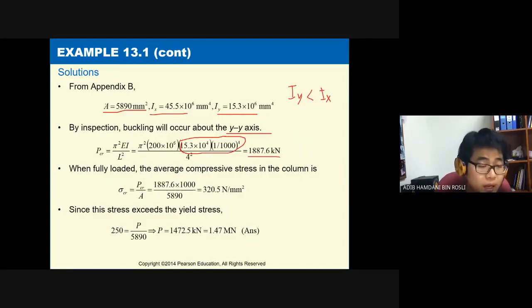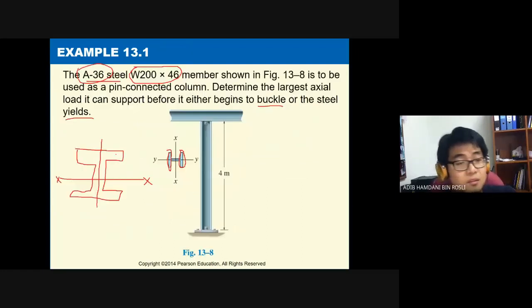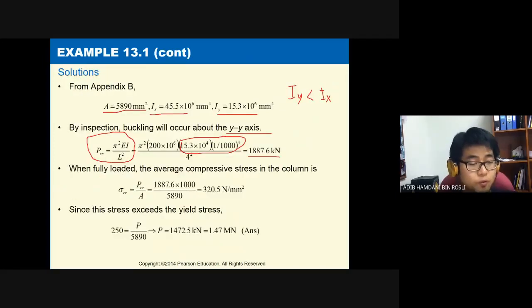By the way, like I said, don't simply use this formula, because this formula depends on your support types. In this case, it is a pin connected column, which means it is pin here and pin here. So that's why you can use this formula. Otherwise, don't simply use it, because the comprehensive formula is with KL squared, and K is something that we're going to talk about later on.